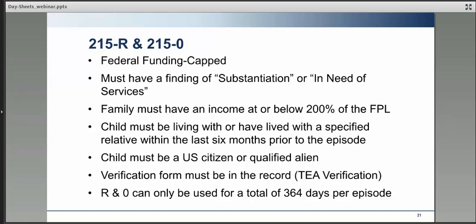The child has to be living with or have lived with a specified relative within the last 6 months prior to this episode. Okay, remember, going back to the specified relative definition. The child must be a U.S. citizen or a qualified alien, and the verification form must be in the record, and that's the TEA verification form. Now, before we look at that, just the last bullet there is important, and you remember it from the 210 slide. R and 0 can only be used for a total of 364 days per episode.